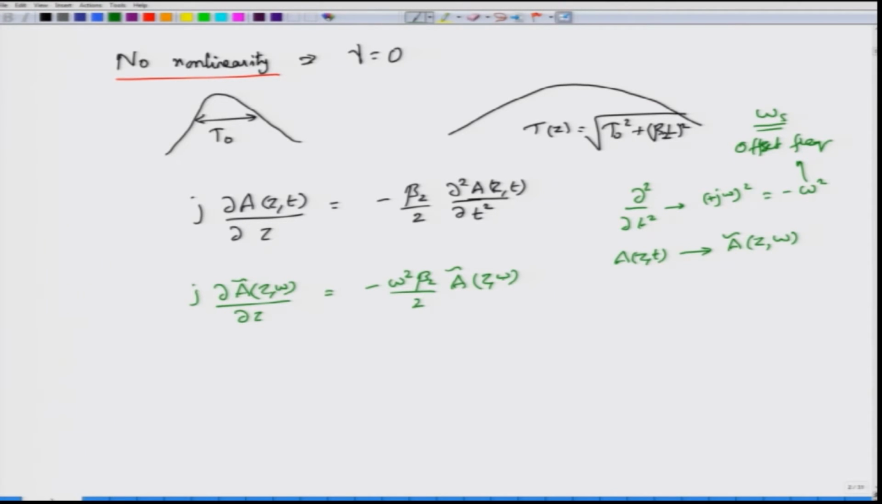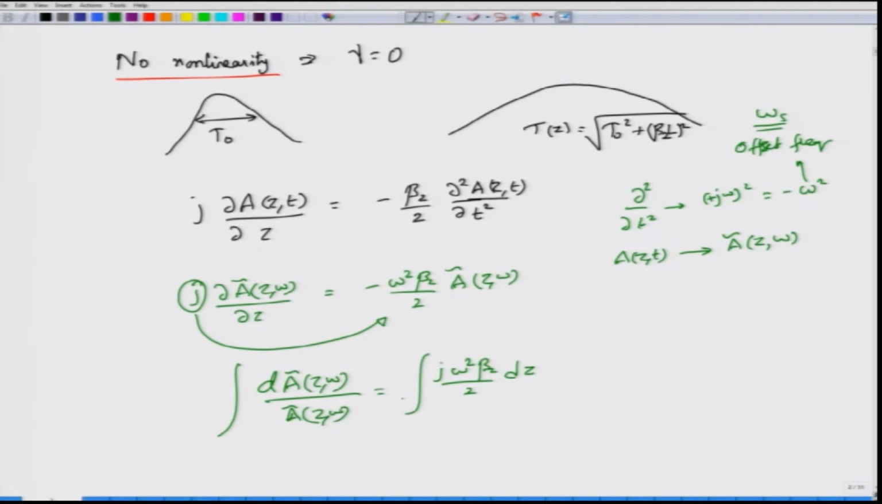Now, this equation is a first order differential equation which is nicely in the so called variable separable form. So, I can integrate the equation, and before doing that maybe I can push this j to the right hand side. When I push j to the right hand side, this becomes 1 by j, and 1 by j becomes plus j over here, because you can multiply by minus j on both sides. So, what I get here is dA of z omega divided by A of z omega is equal to j omega square beta 2 by 2 times dz.